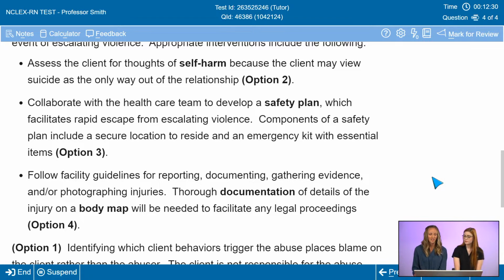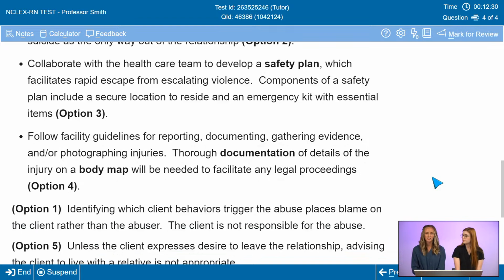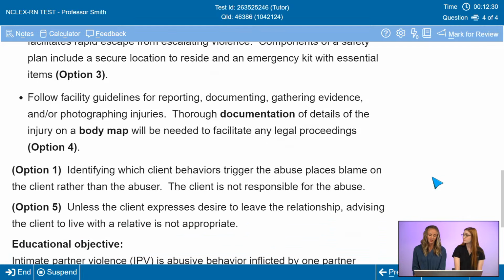The next one is collaborating with the healthcare team to develop a safety plan, which in this case, the safety plan is making sure that they have a secure location and an emergency kit with essential items in it, things that if the situation escalated with their partner and they felt like they were in a place where they were unsafe, they could go to this place and they'd have the items that they need. And this just facilitates an easier transition when these hard situations occur, and helps benefit them and their safety in the future.